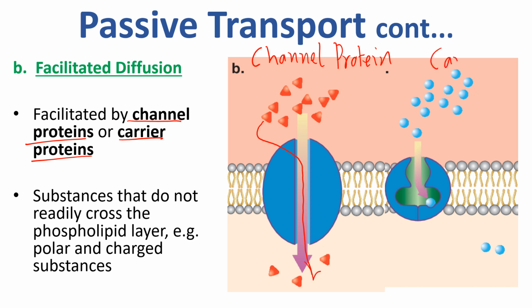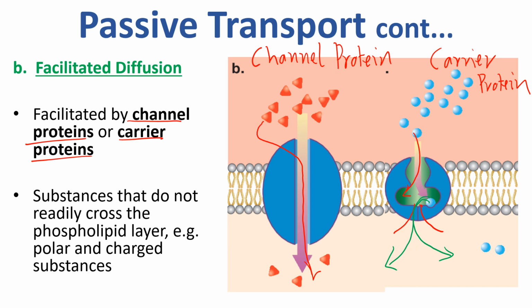This one here is a carrier protein. Carrier proteins aren't like an open channel, they move more like a seesaw. So they open on one side, they allow some of the molecules to come in, and then they change shape and they swing around to the other side and basically open up at the bottom. And then those molecules can diffuse out into the cell and into the cytosol.